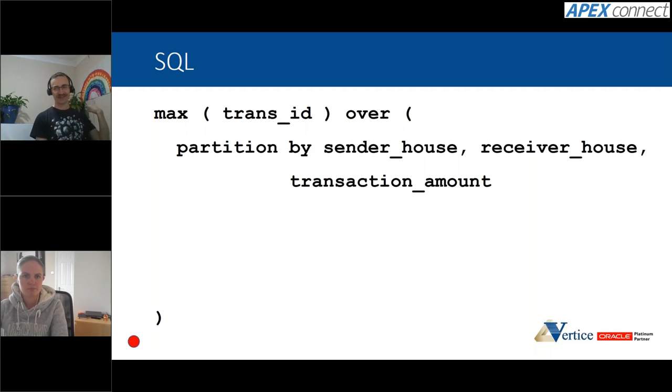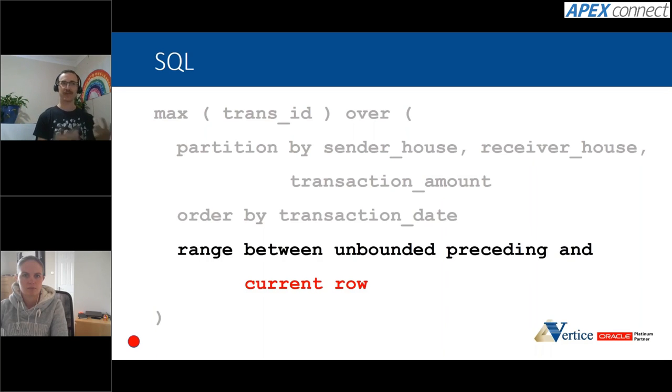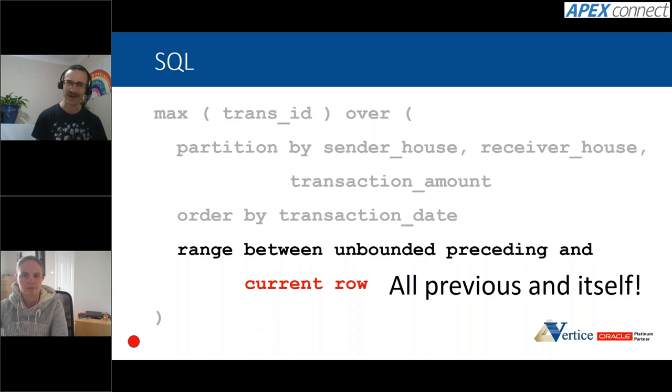And of course, there's a time component to this. We get some money and then it has to flow its way through the accounts. So we need to sort it by date. And by default, if that's all we do, then what this does is it processes the range between unbounded preceding and current row. So what does that mean? Well, it means consider every single transaction for all of history and the current row. Two problems here, right? Two problems.